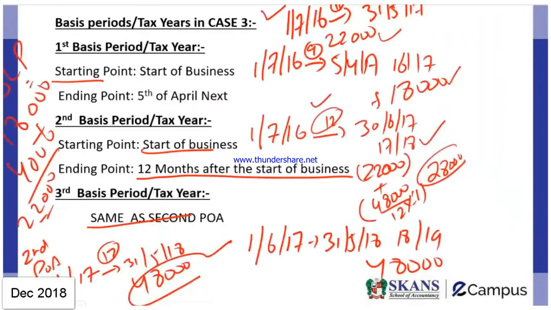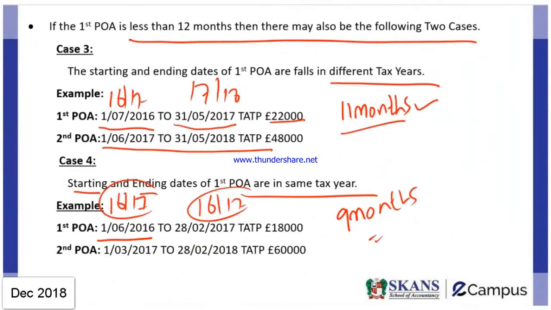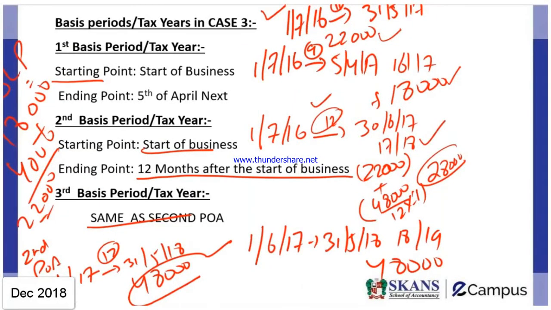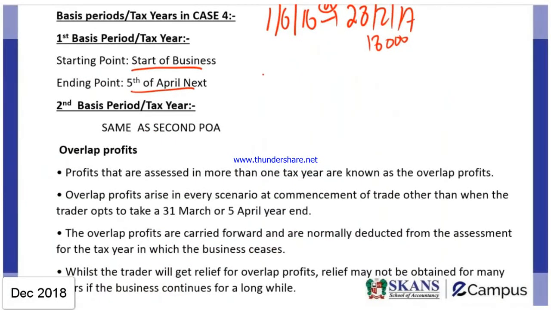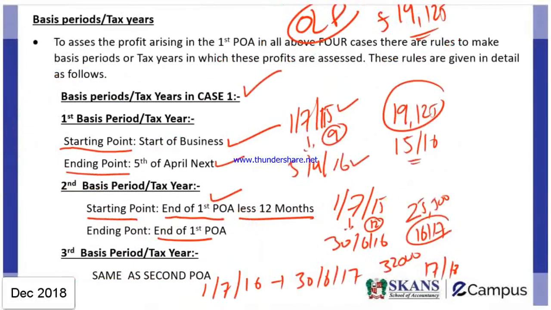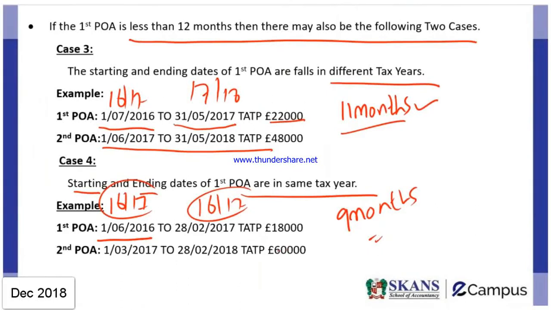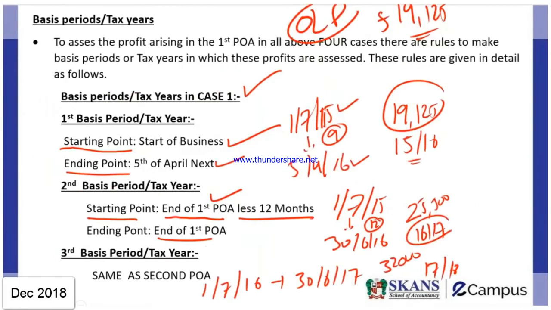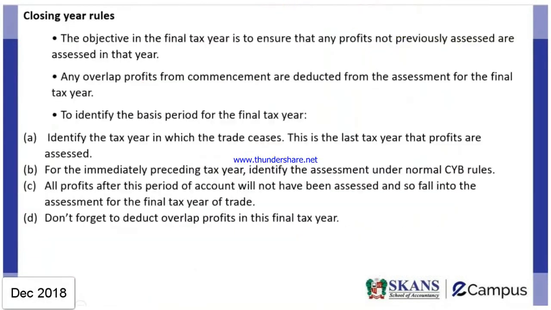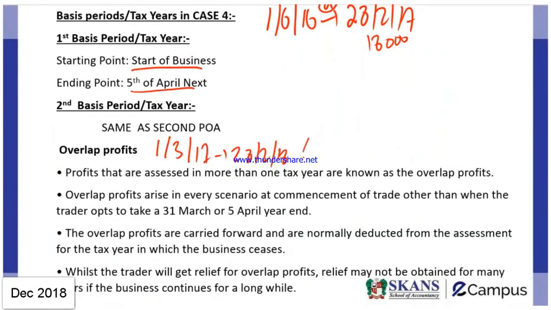And the second period in case 4 is from March 17 to February 18, and the profit of the second period of account is 60,000. Now the rule says: start of business 1st June 2016, then 5th of April next.